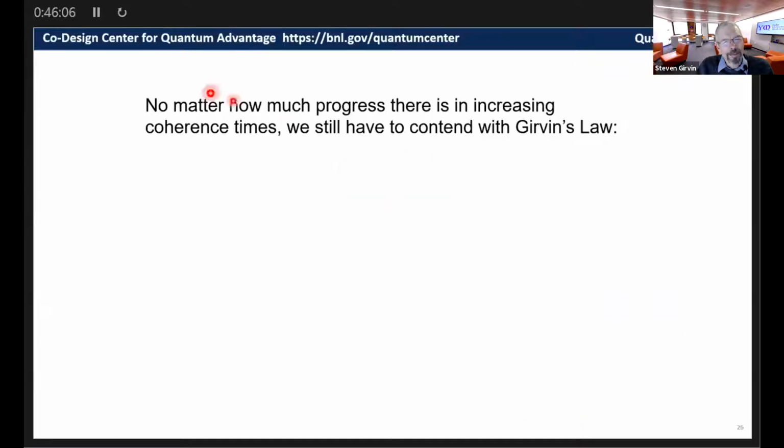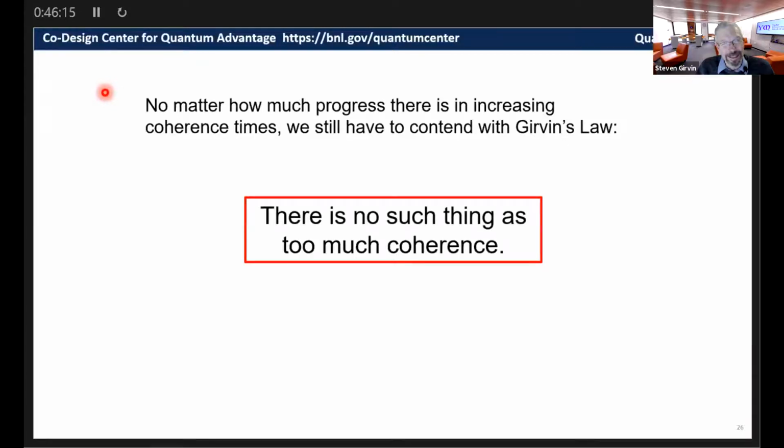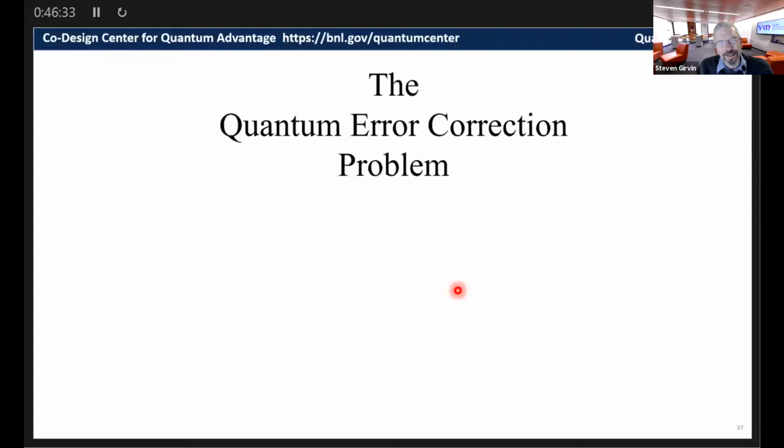But no matter how much progress we make in improving the coherence times, you have to contend with what I modestly call Girvin's law of physics, which is that there's no such thing as too much coherence. We need quantum error correction. And that's much more subtle and interesting than in a classical computer. So here's the quantum error correction problem in a nutshell.